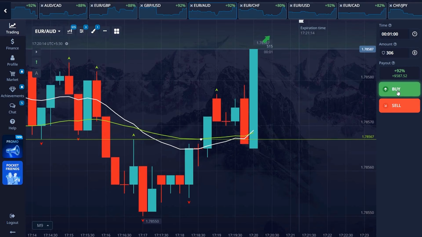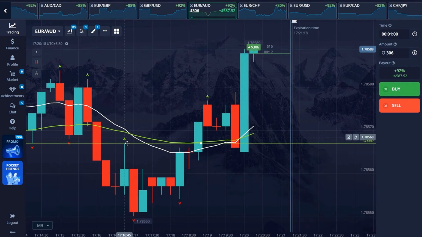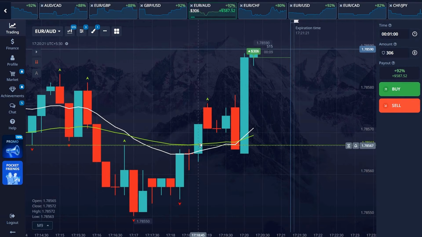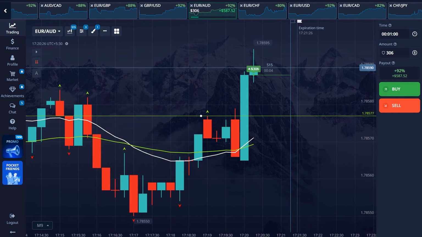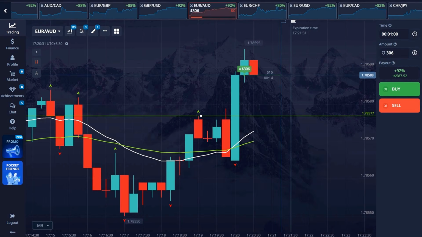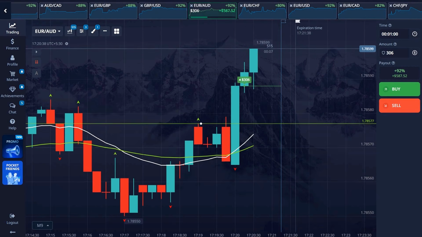Here you can see I entered a buy trade after price broke above the previous up fractal. I marked the breakout level with a horizontal line, and the candle clearly closed above the EMAs, so this looked like a valid buy setup. But notice, the breakout candle is too big. According to our rules, we usually avoid oversized breakout candles because they often lead to quick pullbacks.